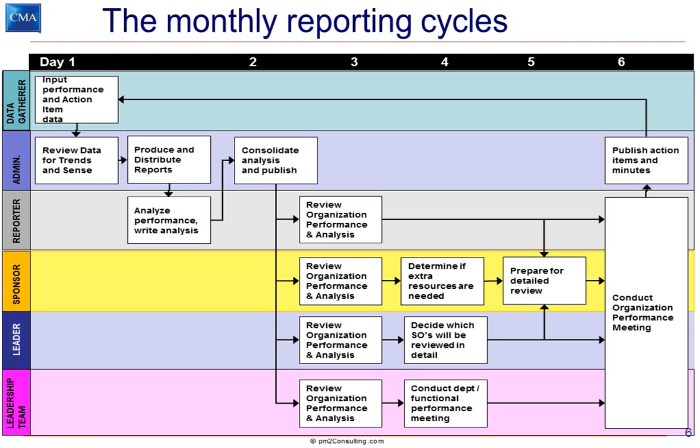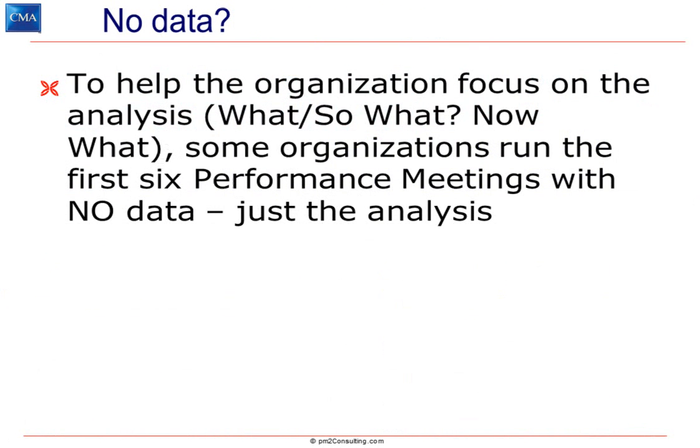Now, what's interesting that we've observed is in some organizations, they've actually chosen to run the first 3-6 months worth of performance meetings with no data. What they've decided is if we get the data off the table, that's going to force us to have a conversation about the what, so what, now what, and move beyond a debate about the quality of the indicator. It also gives us 6 months to get our houses in order before we begin opening the kimono and sharing detail about how we're performing.